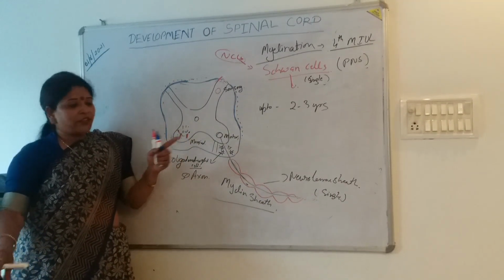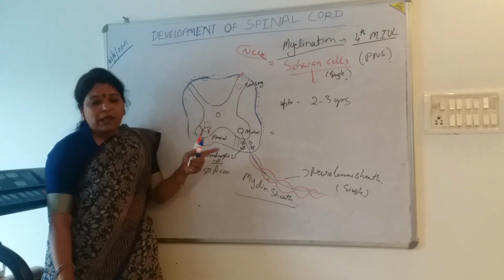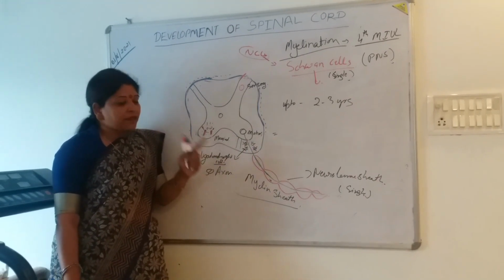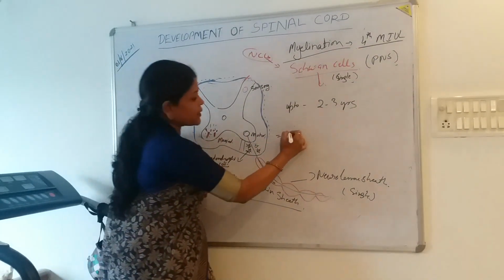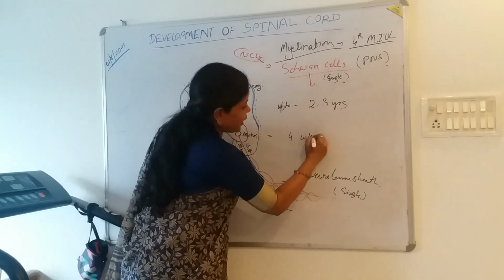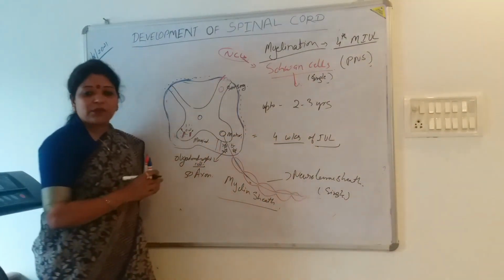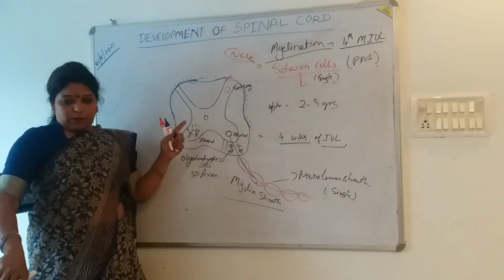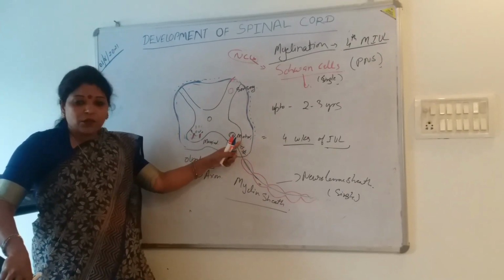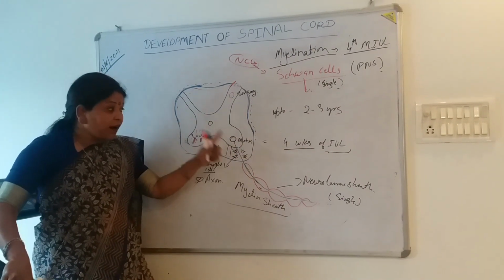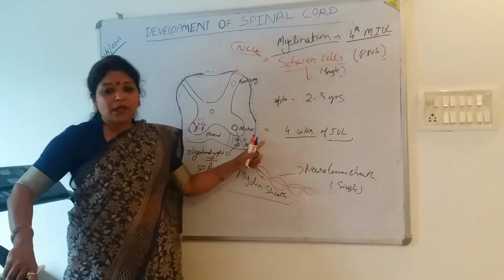And this differentiation, for kind information, the motor neuron is getting priority. It differentiates earlier at the cost of the sensory neuron. This differentiation starts at the 4th week of intrauterine life. That means sometimes if you are asked which neuron differentiates earlier from the neuroblast, that is the motor neurons are differentiating earlier than the sensory neuron at the 4th week of intrauterine life.